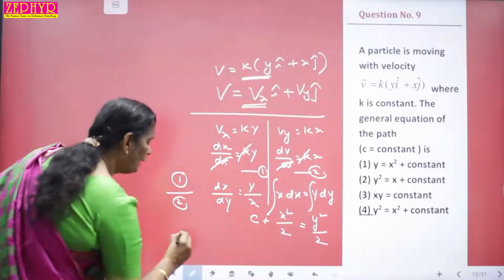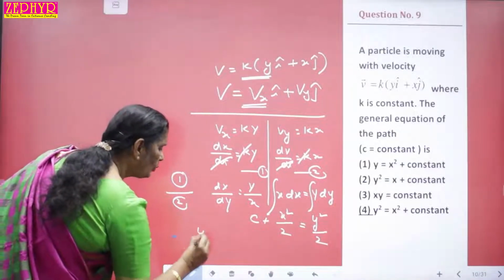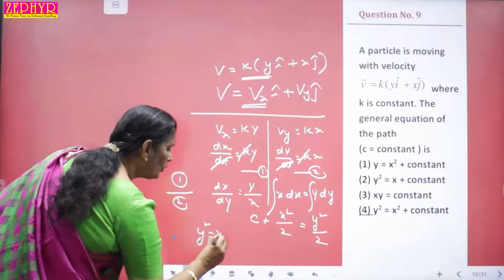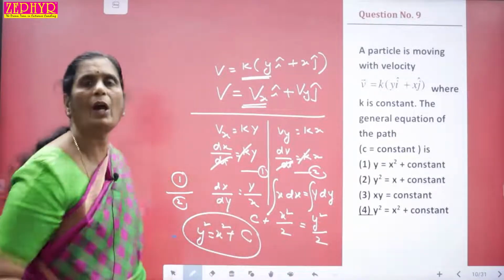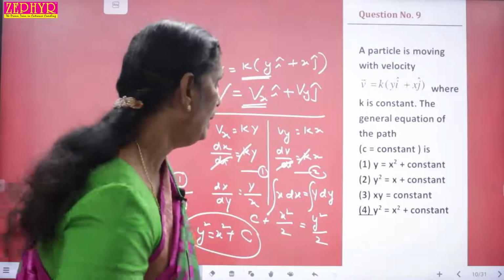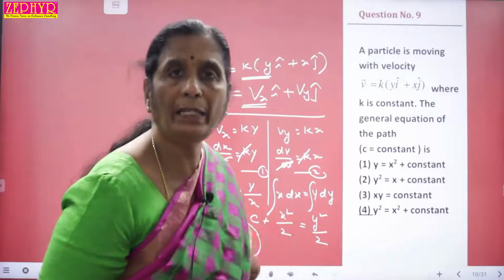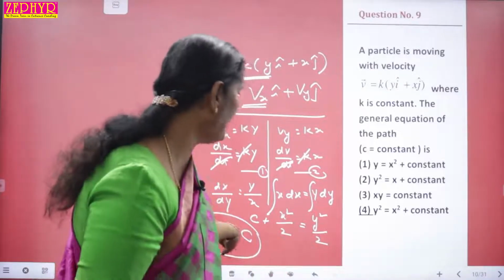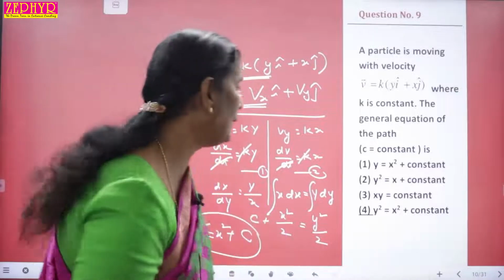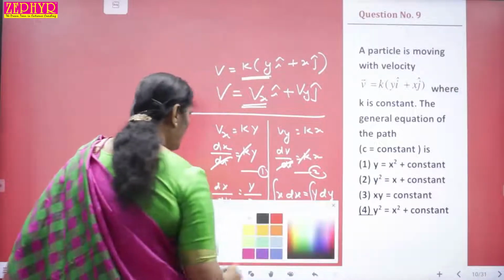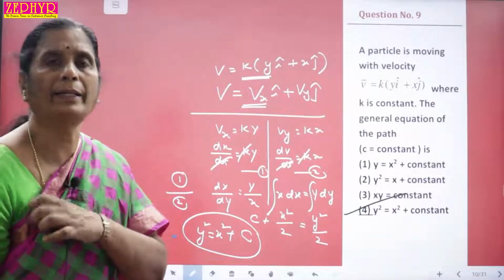So we'll write this as y square is equal to x square plus 2 into c. 2 into c can be written as a constant like that. Right, now y square by 2 is equal to x square by 2 plus c. So we'll take the denominator and simplify it. So y square is equal to x square plus 2c, and 2c can be written as c. So which is the correct answer? The correct answer will be this.